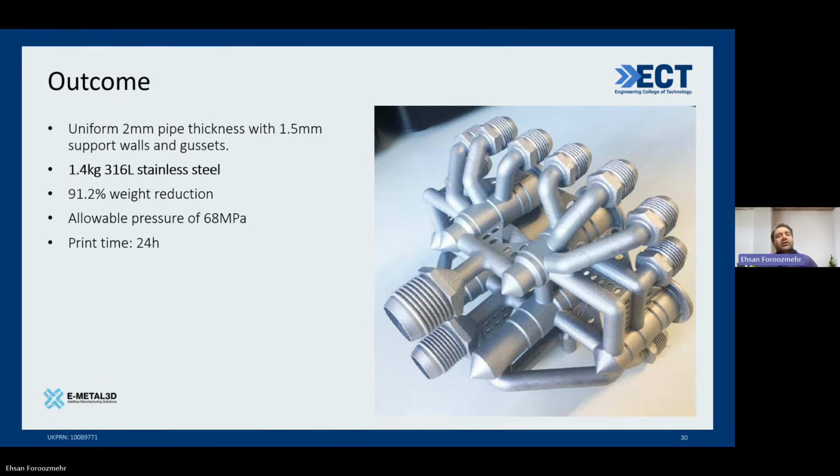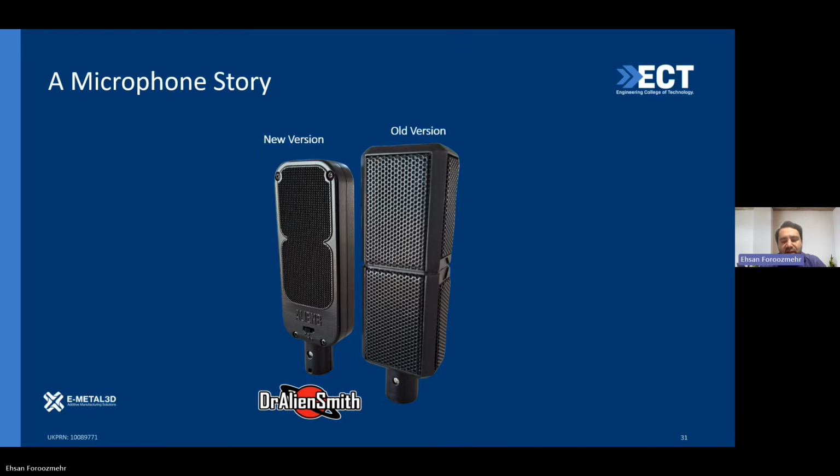So, a summary of the outcome: it is interesting to see the 16 kilogram part was changed to 1.4 kilograms. It's a 91 plus percent weight reduction. The print time was 24 hours, and they even suggested that it is possible to go to another material and reduce the weight much more, but they decided to keep the material as it was previously designed. So that is the base, actually, and nowadays there are many companies in the hydraulic industry, for example, using additive manufacturing for their manifold design.